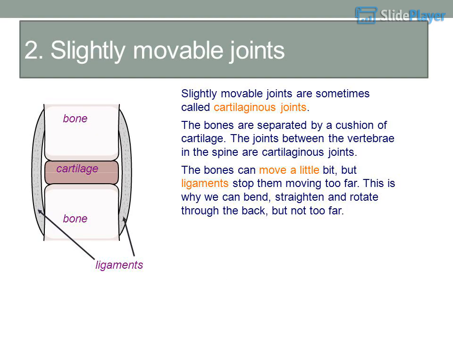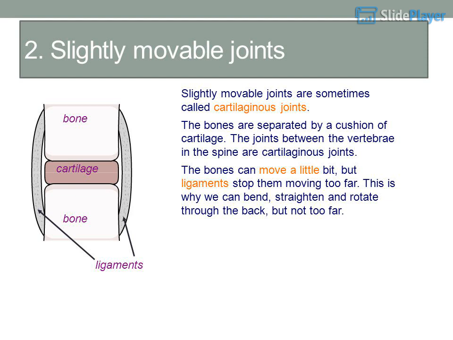2. Slightly movable joints. Slightly movable joints are sometimes called cartilaginous joints. The bones are separated by a cushion of cartilage. The joints between the vertebrae in the spine are cartilaginous joints. The bones can move a little bit, but ligaments stop them moving too far. This is why we can bend, straighten and rotate through the back, but not too far.